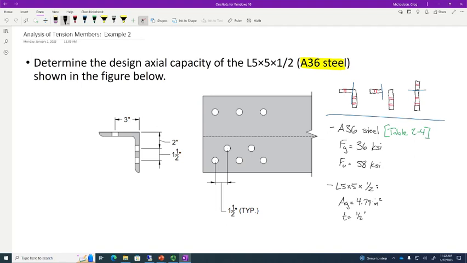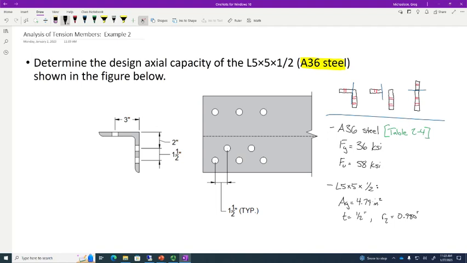So now, which R value do we use? Smallest. All right, which one's the smallest? Z. Anything that doesn't have an X or Y axis symmetry will have an RZ value. What is RZ for an L5 by 5 by 1/2? 0.98. All right. Is there anything else you think we ought to look up?